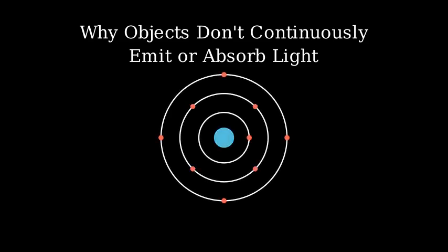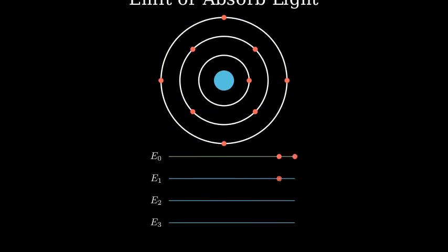Atoms consist of a nucleus surrounded by electrons. These electrons orbit the nucleus at specific energy levels. These energy levels can be visualized as shells or orbits around the nucleus. In reality, the electrons exist in quantum states with discrete energy levels, which we can represent as horizontal lines, with higher lines representing higher energy states.